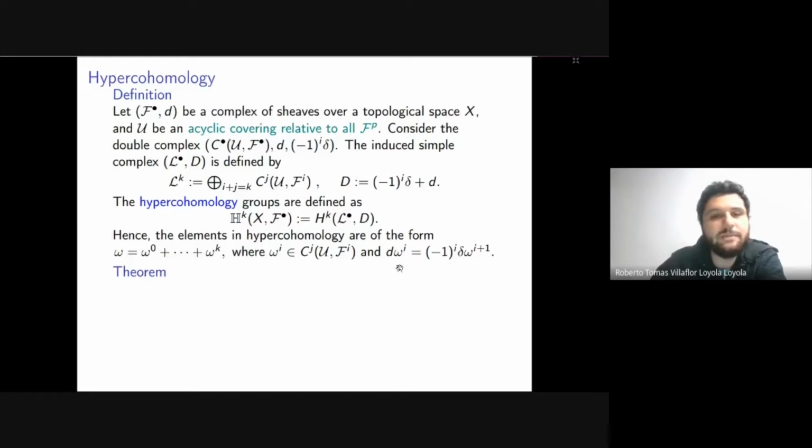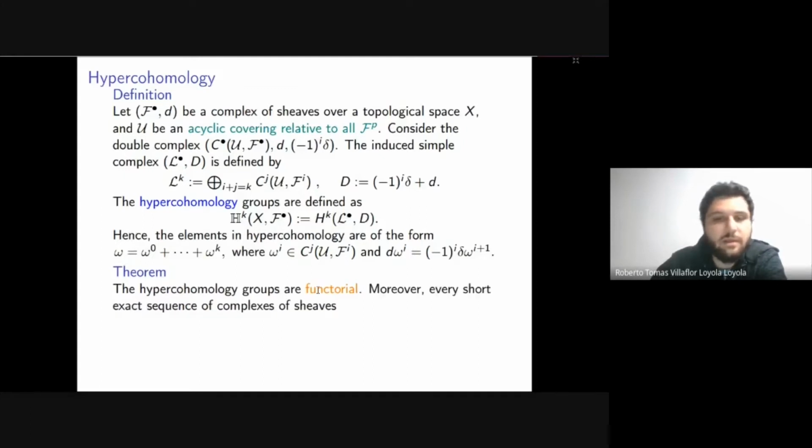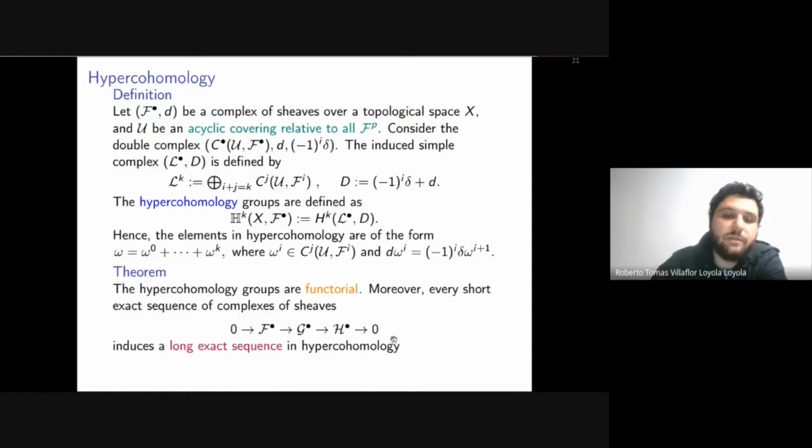Some of the first properties that this hypercohomology group has are the following. So first of all, these hypercohomology groups are also functorial. This means that for every morphism of complexes of sheaves, we have an induced morphism of hypercohomology groups. And moreover, they also satisfy that for every short exact sequence of complexes of sheaves, we have an induced long exact sequence in hypercohomology.